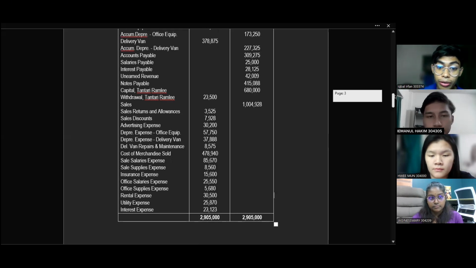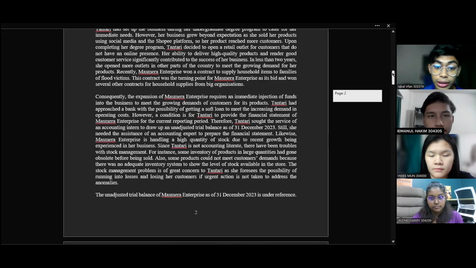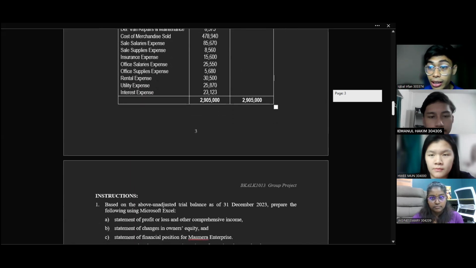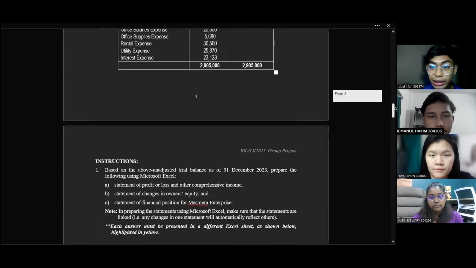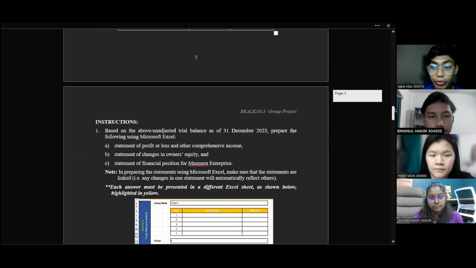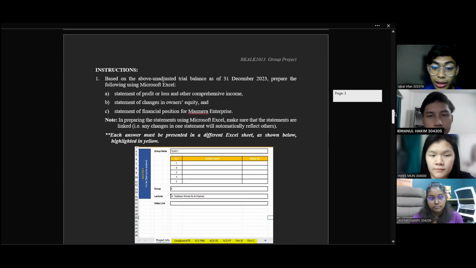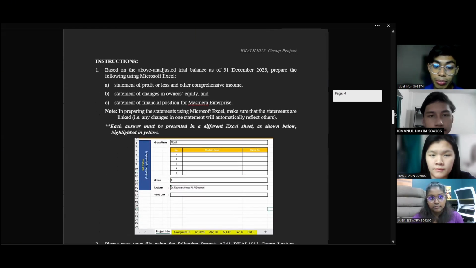So, let's move to the statement of owner's equity. The statement of owner's equity explains how the owner's equity changes over a specific time period. So, the steps to do it: first, we start with the opening balance of the owner's equity, which is the equity at the beginning of the reporting period.